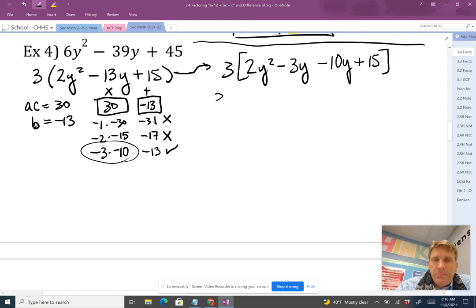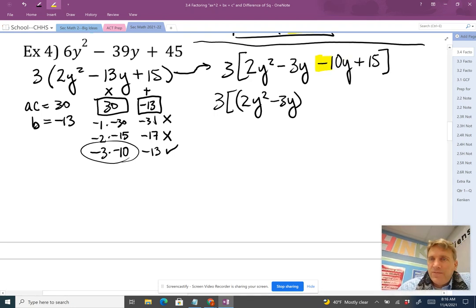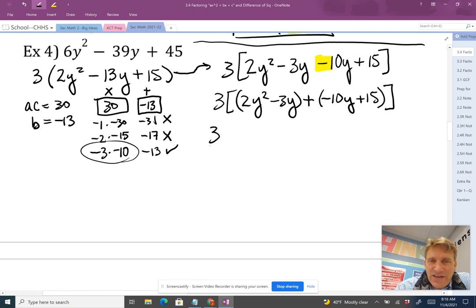Okay, now when I'm grouping them, the first two terms, no problem, 2y squared minus 3y, I just put some parentheses around them. But when I put the parentheses around the last two, you have to be careful not to put that negative in front of the 10y outside of the parentheses. So we're going to add a plus sign and then put parentheses, minus 10y plus 15. Close the parentheses. Now we've got 3, and this 3 is just hanging out outside. We're not going to do anything with it. We're just going to add it to our list of factors once we're done.